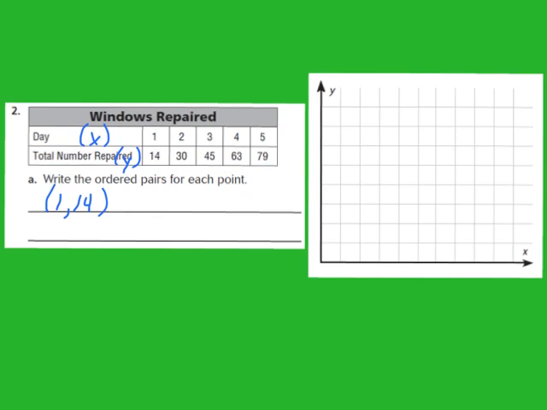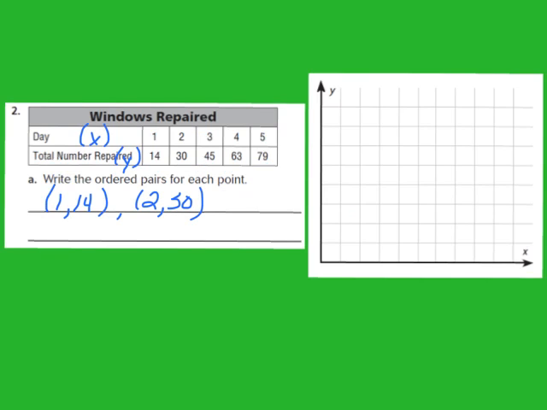And after day 2, I know that there were 30 windows repaired. So I'm going to go ahead and make that my next ordered pair. So I'm going to go ahead and write down 2, 30. Now I'm going to go ahead and move on over to our 3 and 45.